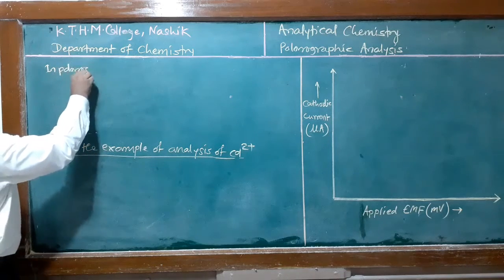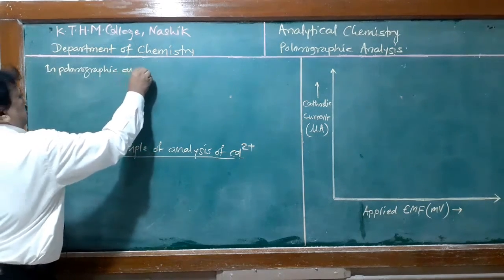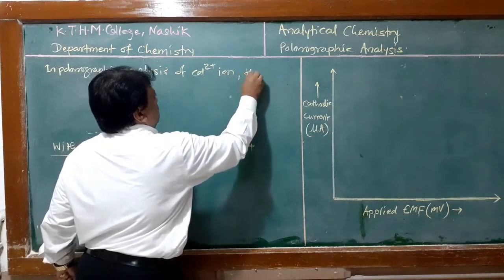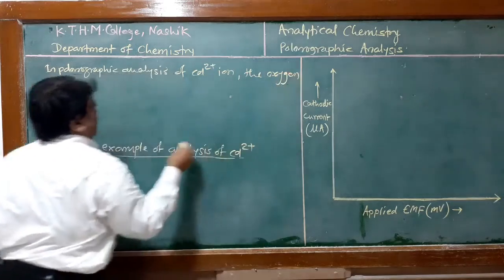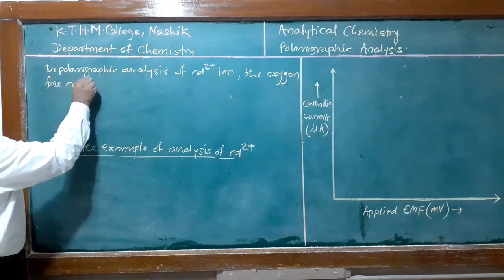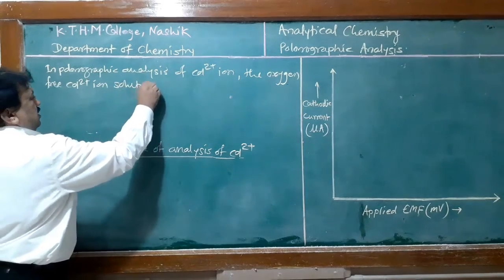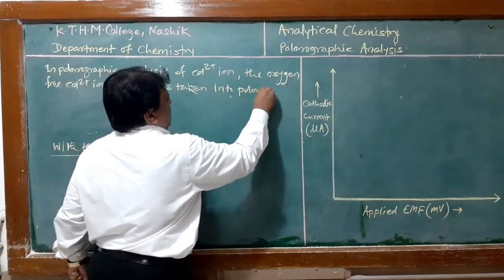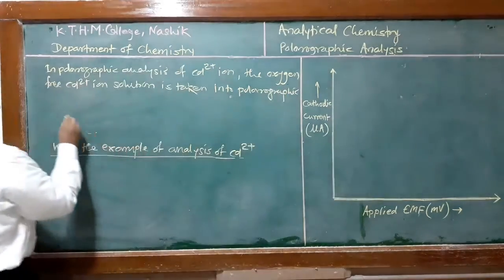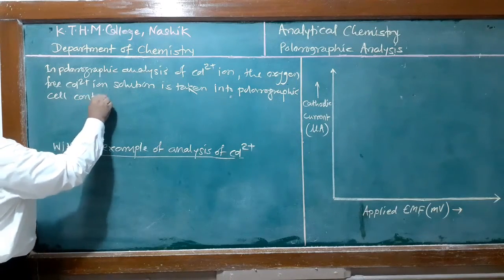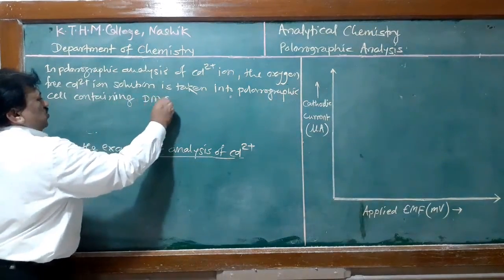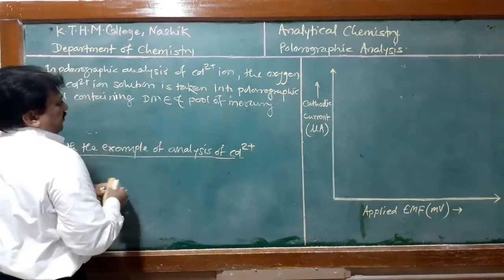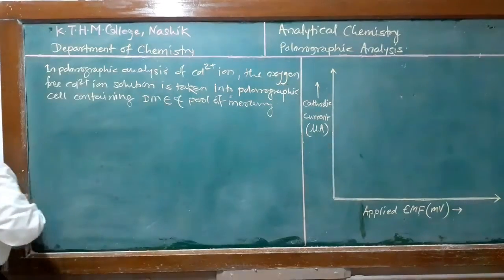In polarographic analysis of cadmium 2 plus ion, the oxygen-free cadmium 2 plus ion solution is taken into a polarographic cell containing a dropping mercury electrode and a pool of mercury as a counter electrode. Then an excess of supporting electrolyte is added.